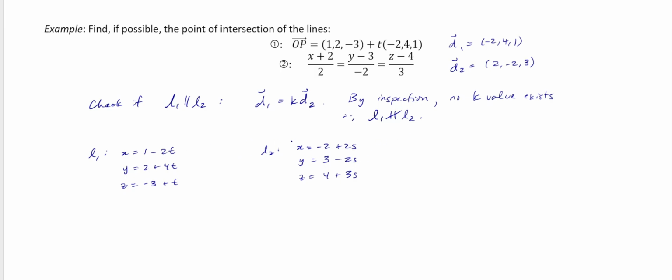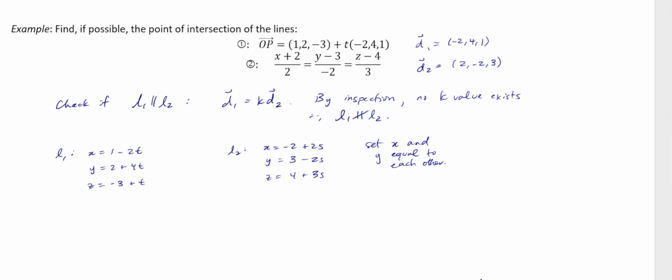So what I'll do right here is set x and y equal to each other. So that means I'm going to have 1 minus 2t is equal to negative 2 plus 2s. And then I'll have 2 plus 4t is equal to 3 minus 2s. Well, this works out really well. I need no further manipulation because if I add these two equations, I can eliminate the s variable.